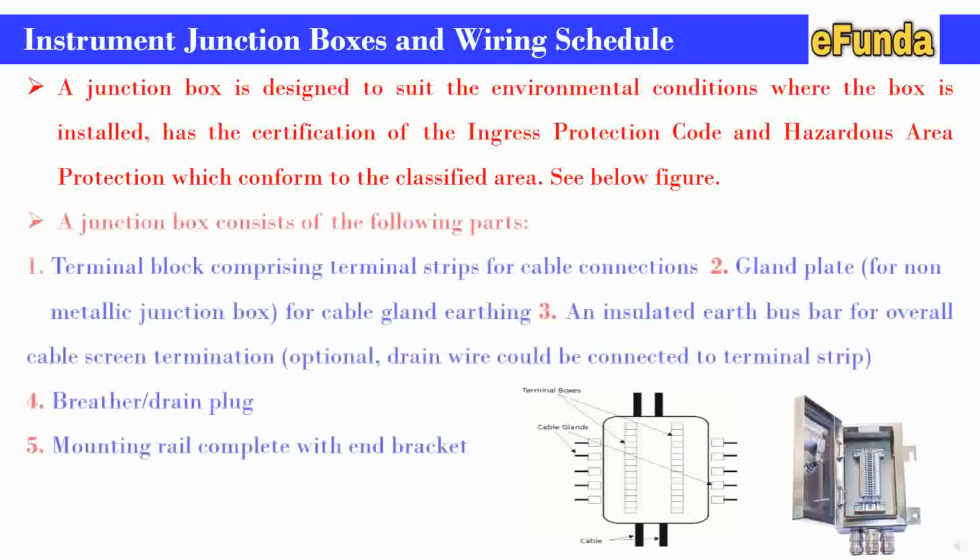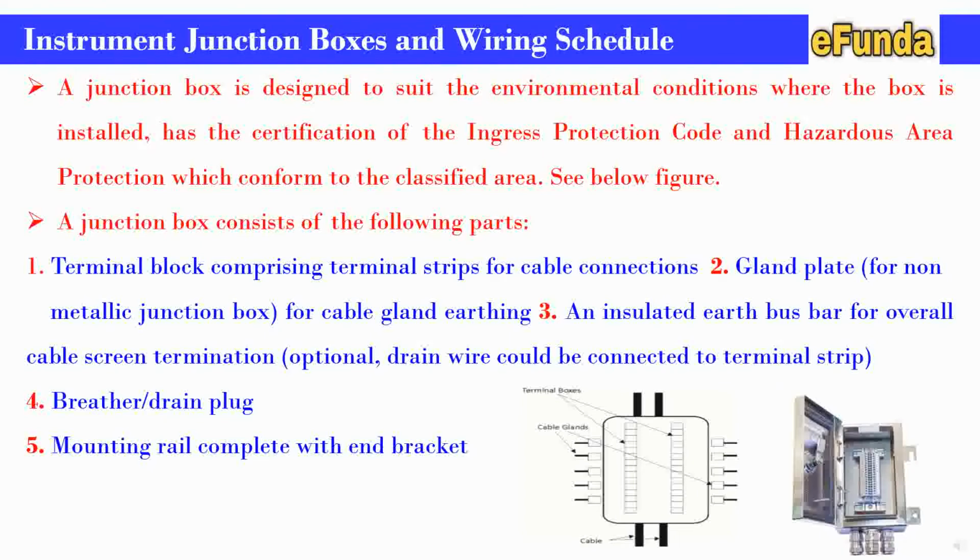A junction box consists of the following parts. 1. Terminal block comprising terminal strip for the cable connection. 2. Cable plate for non-metallic junction boxes for cable gland earthing. 3. An insulated earth bus bar for overall cable screen termination. That is optional. Drain wire could be connected to the strip. 4. Breather drain plug. 5. Mounting rail complete with end bracket.